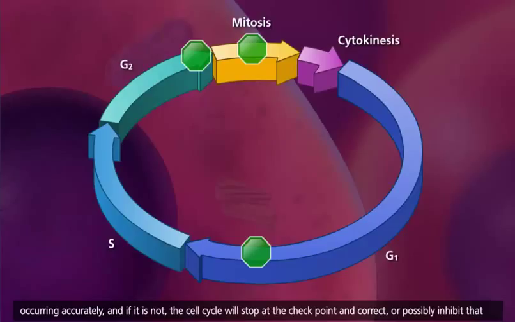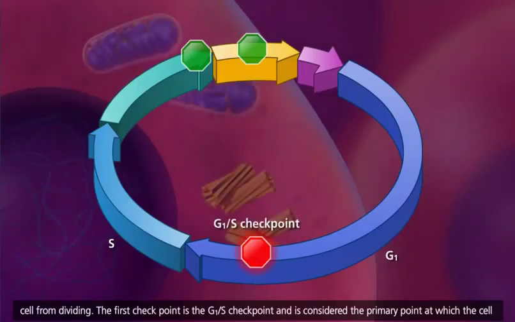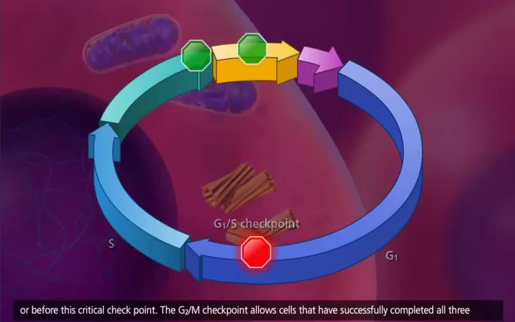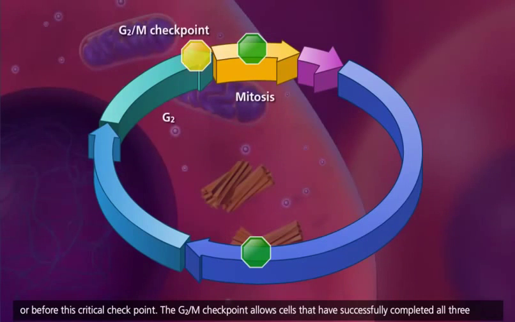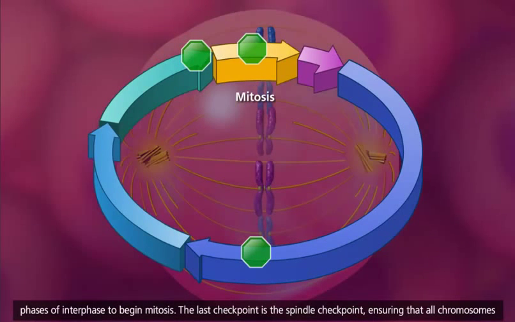During the cell cycle, certain checkpoints are encountered to make sure the process is occurring accurately. And if it is not, the cell cycle will stop at the checkpoint and correct, or possibly inhibit that cell from dividing. The first checkpoint is the G1S checkpoint, and is considered the primary point at which the cell cycle continues or stops. External signals and growth factors can influence the cell cycle and affect the progress at or before this critical checkpoint.